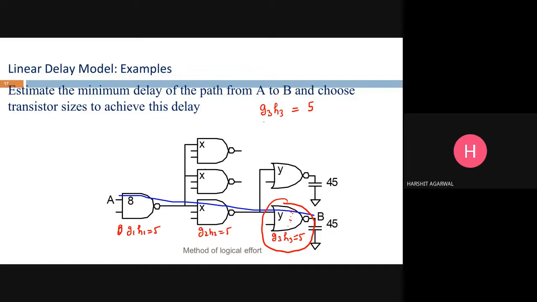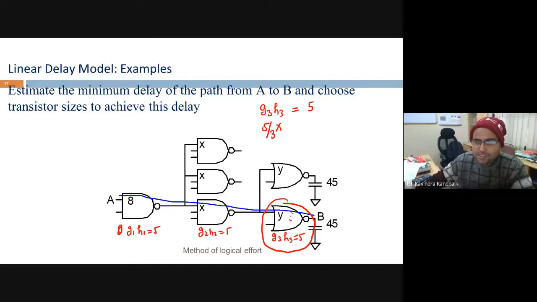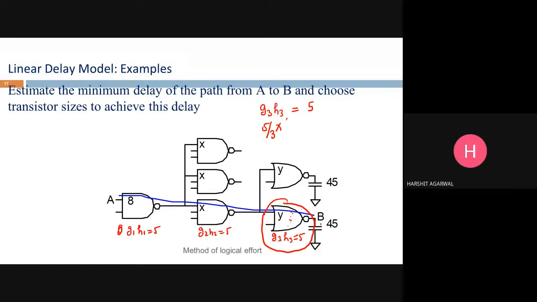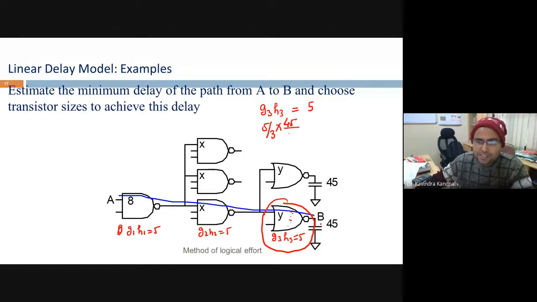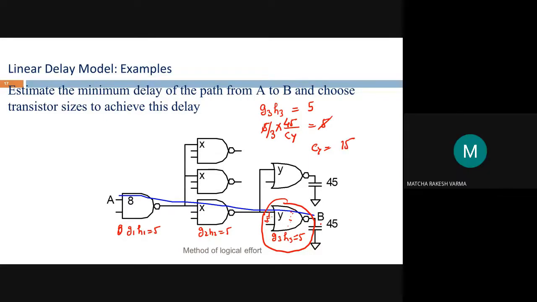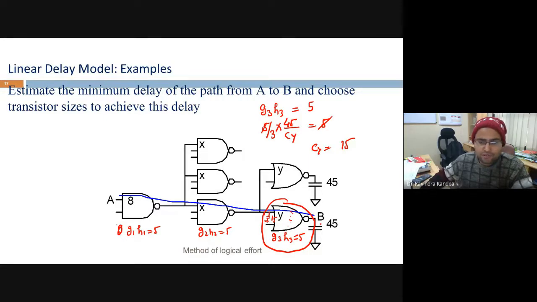5 by 3. G3 is 5 by 3 into X3. X3 is C out divided by C in. C out is 45 divided by C in. Let's say this capacitance happens to be CY. That is supposed to be 5. So how much are you getting? CY is supposed to be 15. Correct or not? Yes, sir. Am I able to find out the capacitance at this node? Yes, I'm able to find out the capacitance here.